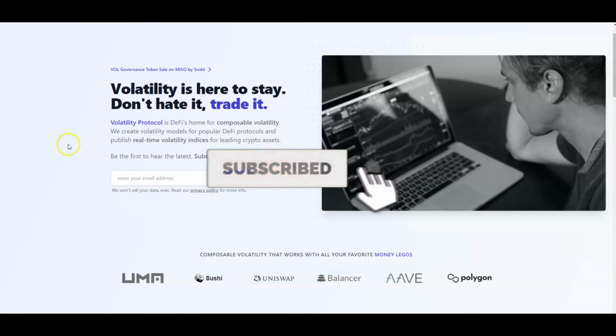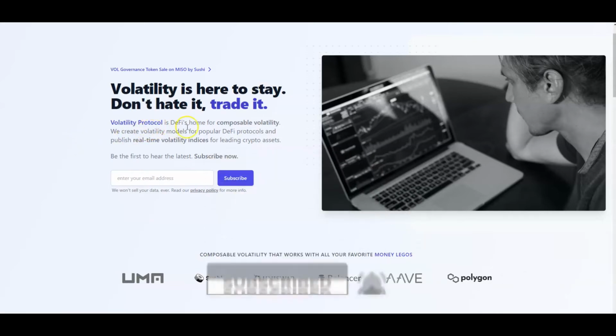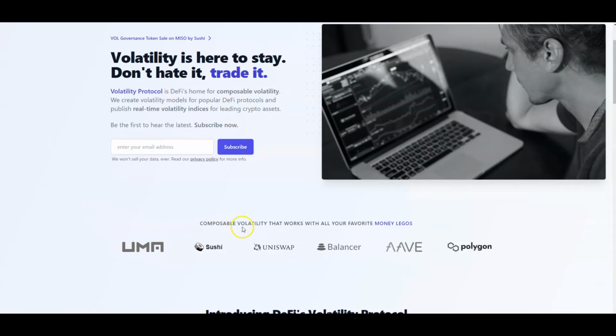And as it's saying here, guys, Volatility Protocol is DeFi's home for composable volatility. We create volatility models for popular DeFi protocols and publish real-time volatility indices for leading crypto assets. You can see they'll be working with many of the DeFi protocols such as UMA, Sushi, Uniswap, Balancer, Aave, and Polygon. They haven't started working on all of them yet. They are doing it currently with UMA.